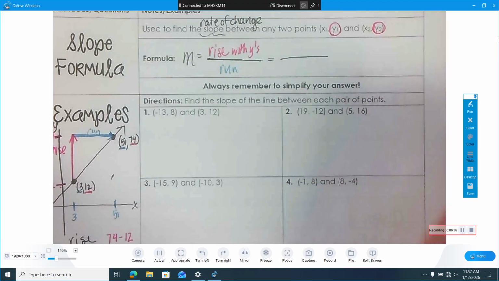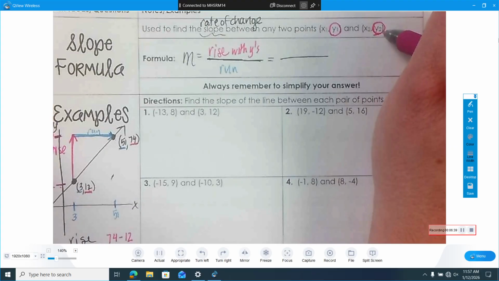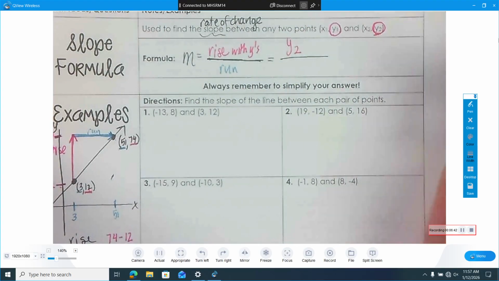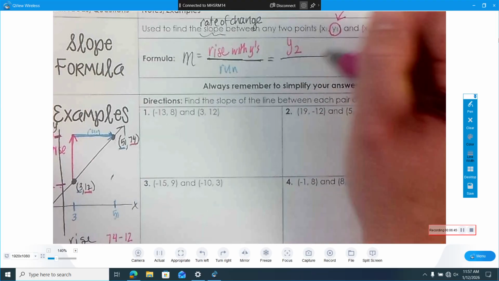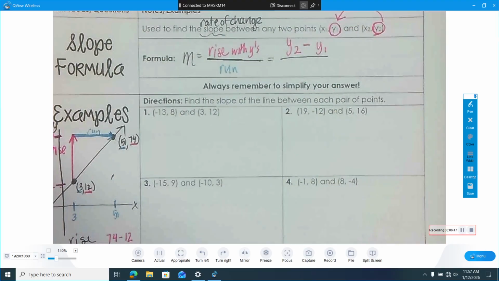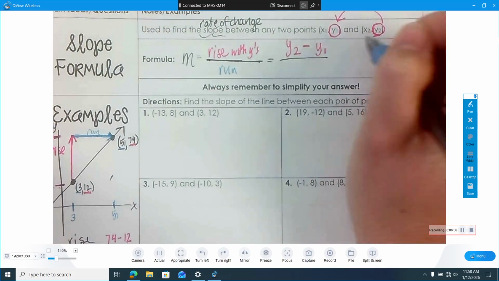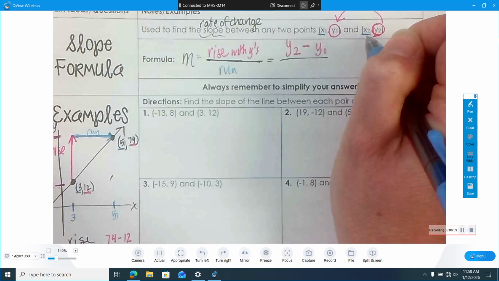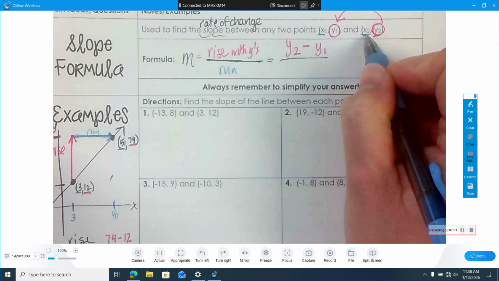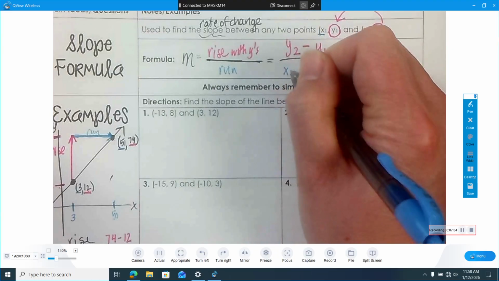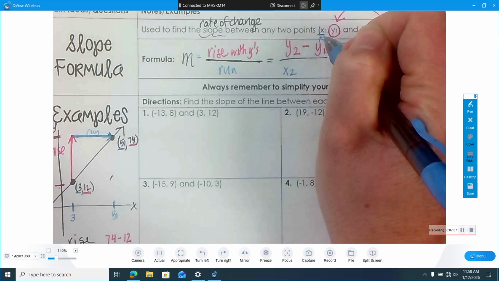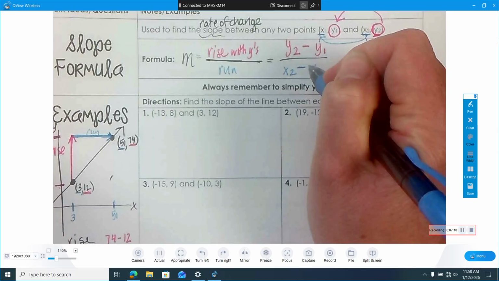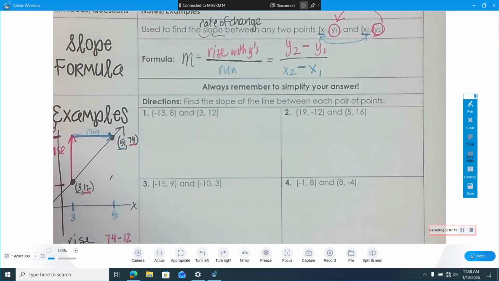And what we're going to do is I'm going to start over here on the second ordered pair. I'm going to say y sub 2, and then I'm going to subtract y sub 1. So we're going to subtract our y values. And then I'm going to use my second color, and I have my x's. I'm going to underline my x's. And again, I'm going to start from that same ordered pair, x sub 2, and then I'm going to subtract x sub 1. This is the slope formula, y2 minus y1 over x2 minus x1.